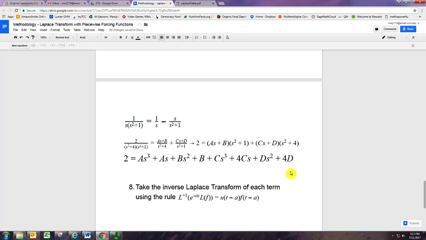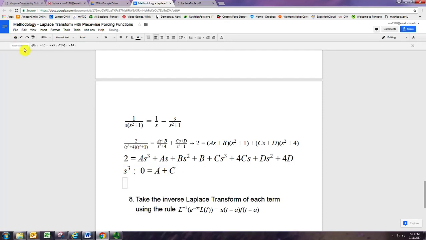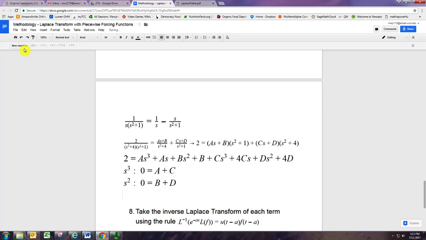All right, and so we're going to get some equations based on this. If we set up the like terms for, say, s cubed, there's nothing on the left, and we've got A plus C. So this tells us A and C are opposites. For s squared, we've got B plus D equals 0. So B and D are opposites.